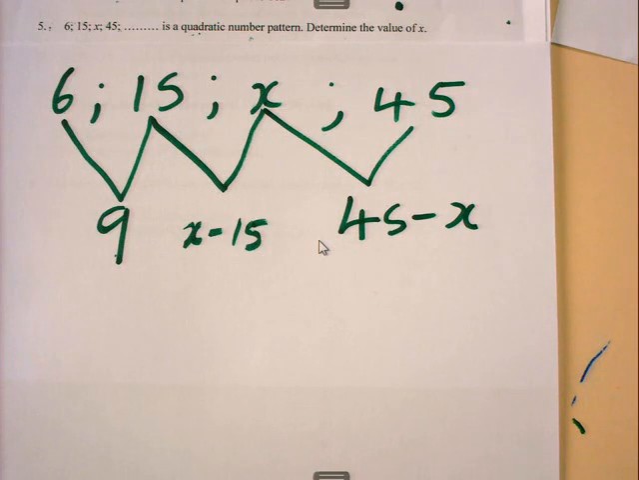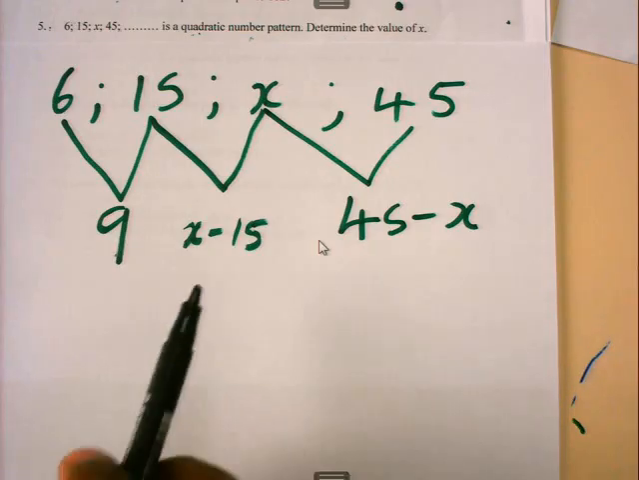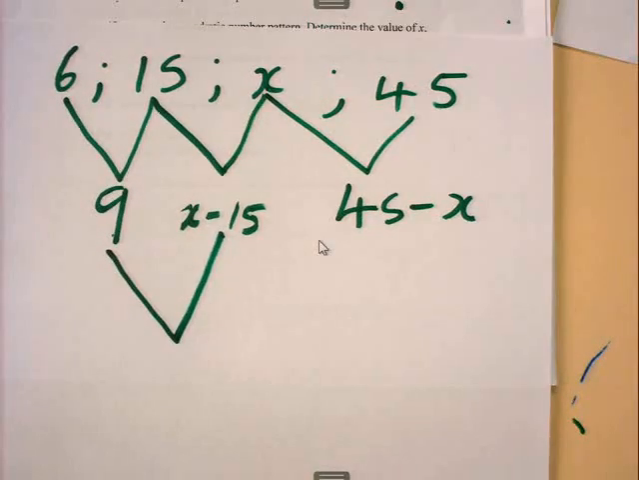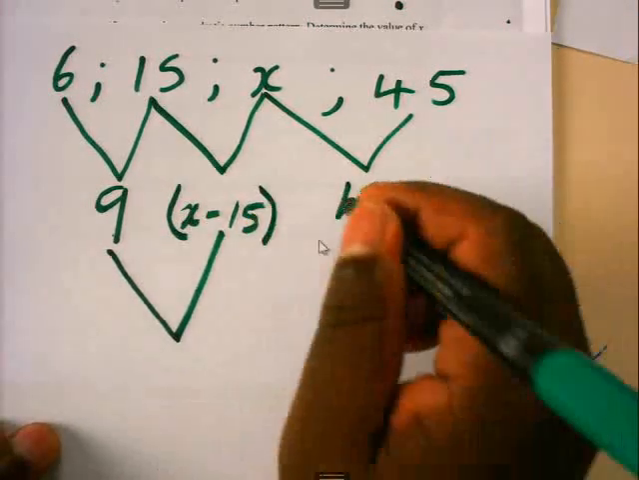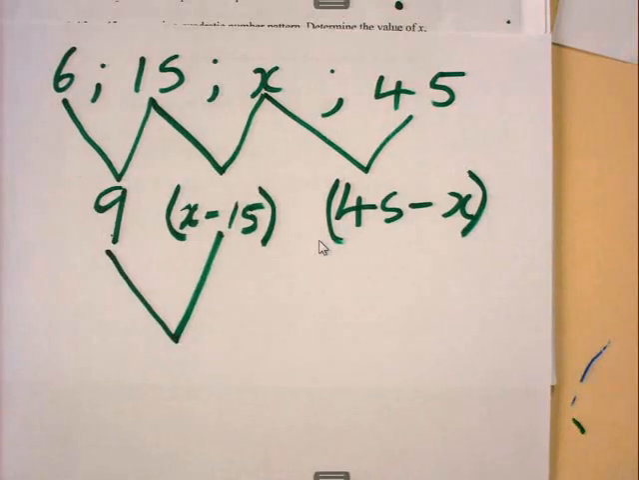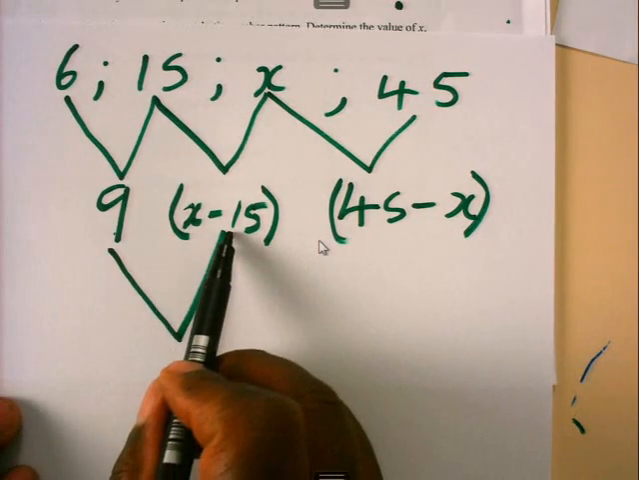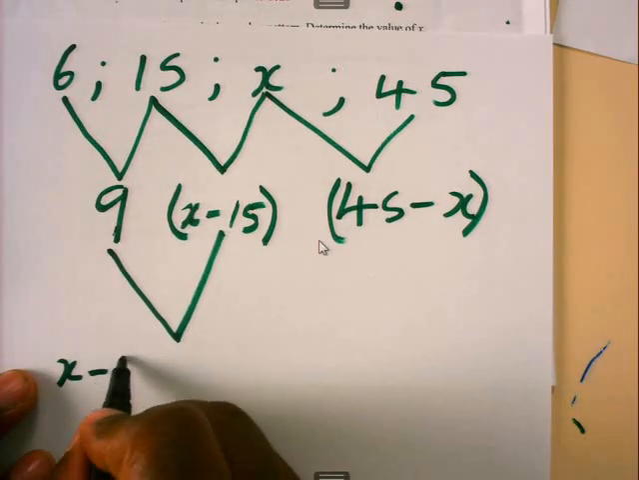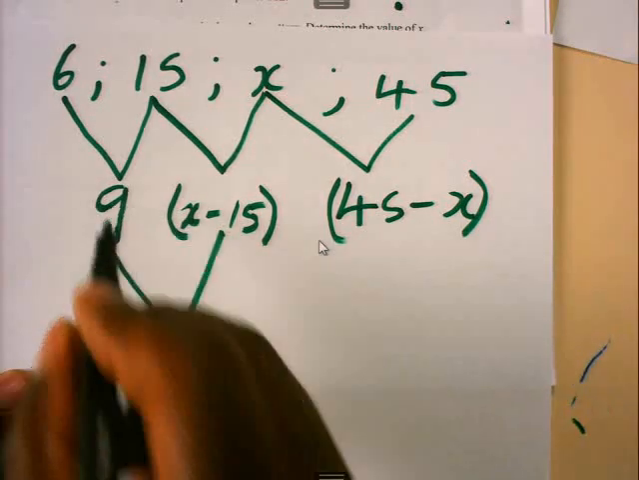And remember, when you talk of a quadratic number pattern, the second difference is common. So this is the first difference. Let's determine the second difference. We don't have to hurry. We need to relax. This is a term on its own, let's put it in brackets. To determine the second difference, we say this term, x minus 15, subtract 9.